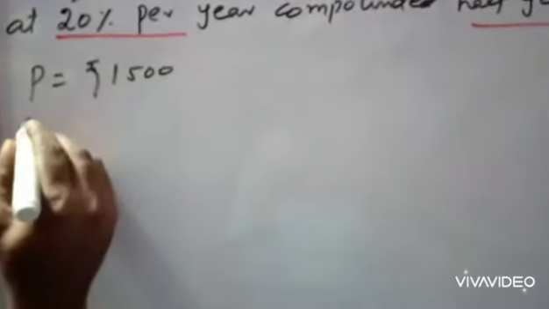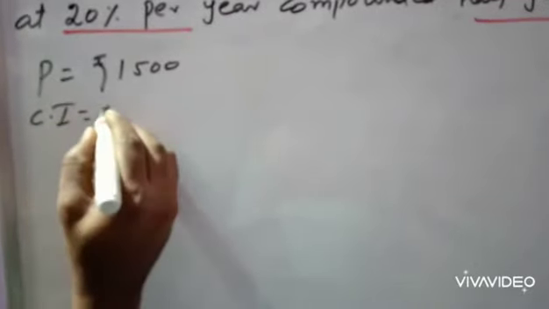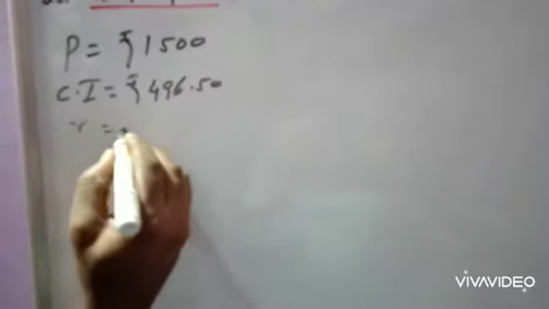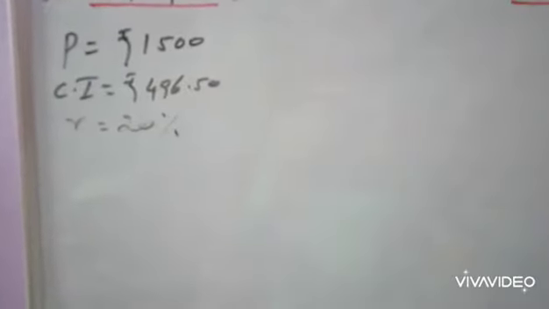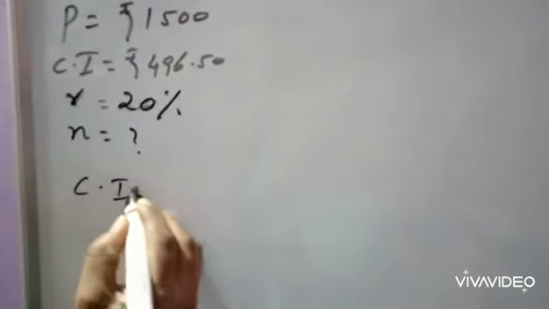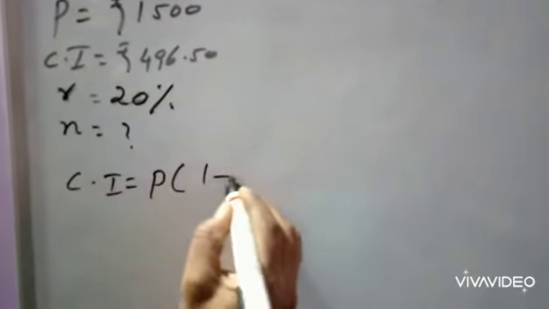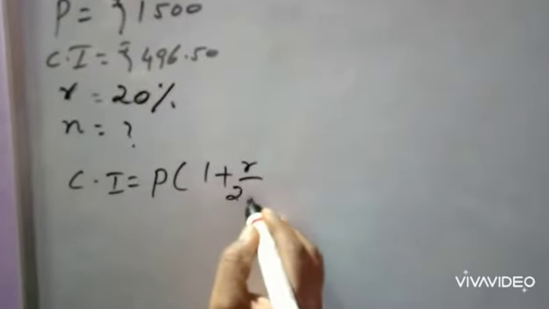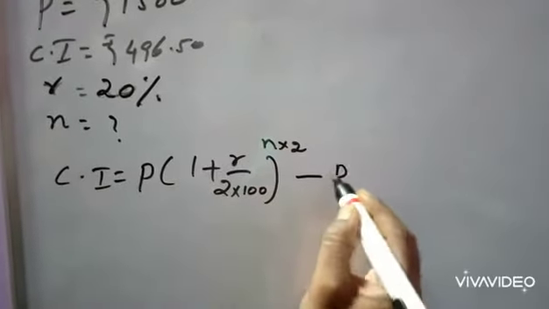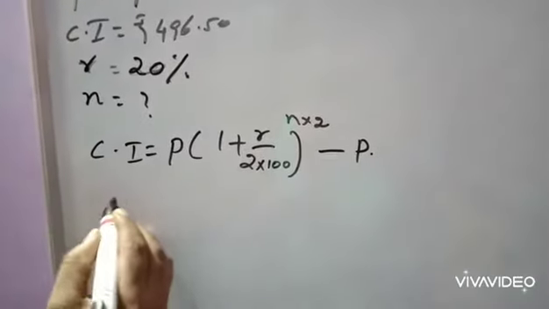So from the given sum we have P equal to 1500, compound interest equal to rupees 496.50, rate of interest R equal to 20%, and n, the number of years, we need to find out. So compound interest for half yearly equals P into (1 plus R by 2 into 100) power n into 2, minus P. So we can apply the values here.